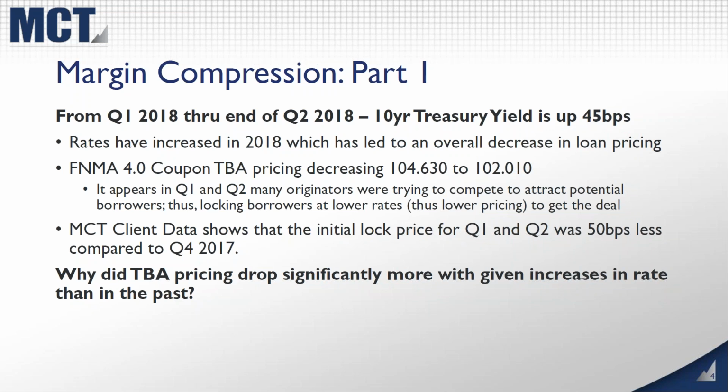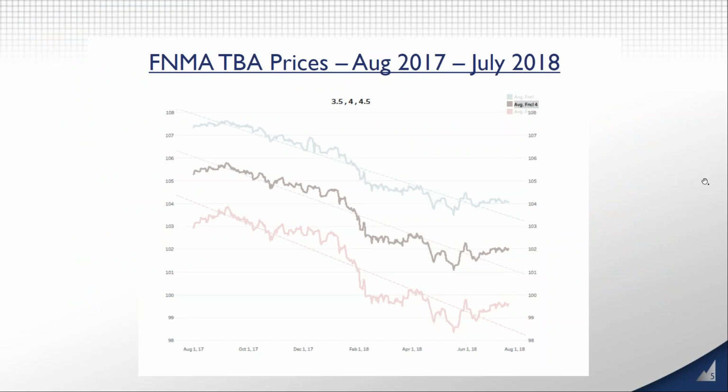So why did this TBA price drop significantly? Ian, if you could advance the slide. This shows the three different TBAs that are commonly traded: a 3.5 coupon at the bottom in that pinkish color, the 4 in the middle, and the 4.5 up top. You can see from December 1 of '17 to Feb 1, '18, and a little bit after that, a real sharp drop in price. That was the margin compression that I think everyone felt, where rates rose, but the prices dropped a lot faster. The data of the TBAs is showing it there.